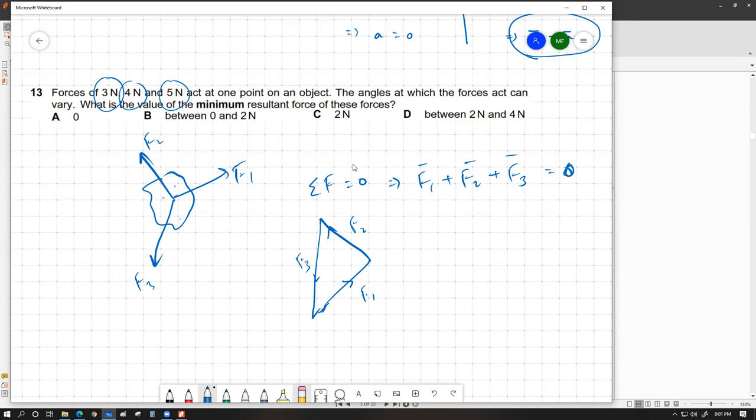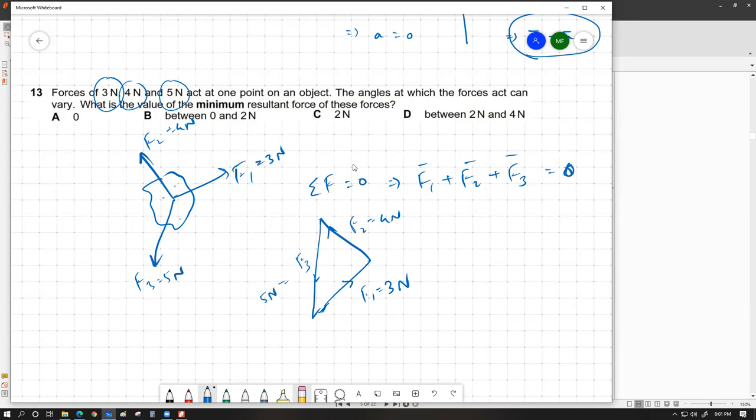I'm using the word "at least" because there's a reason behind it. Have a look. As per this question, if I just give values to these forces, let's say this is 3 newton, this is 4 newton, and this is 5 newton. This figure is not drawn to scale, but what I'm trying to show you is that F1 is 3 newton, F2 is 4 newton, and F3 is 5 newton.